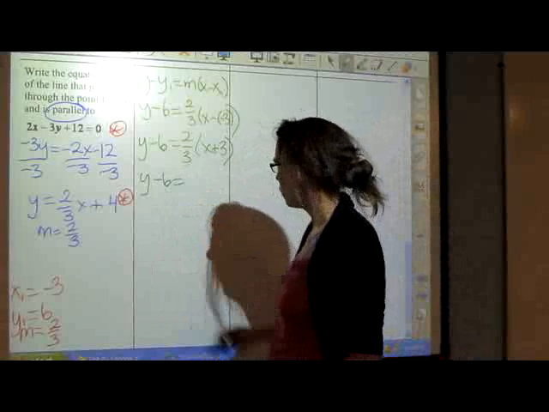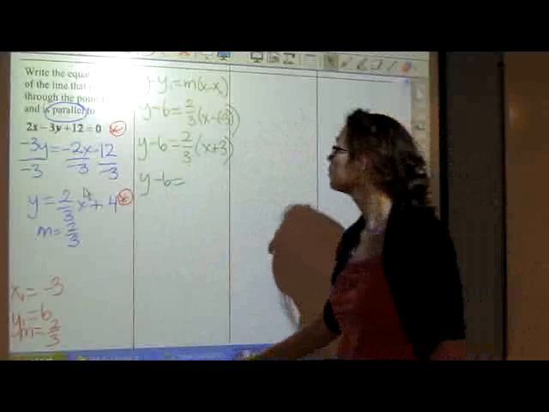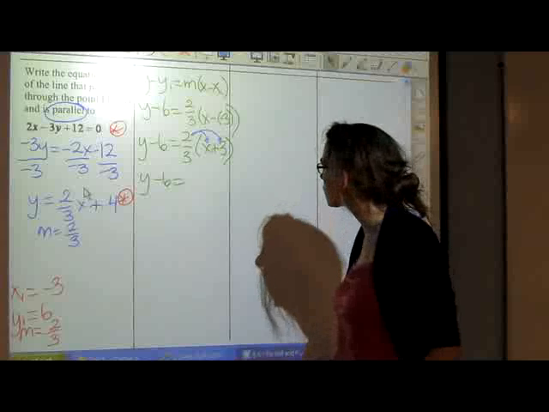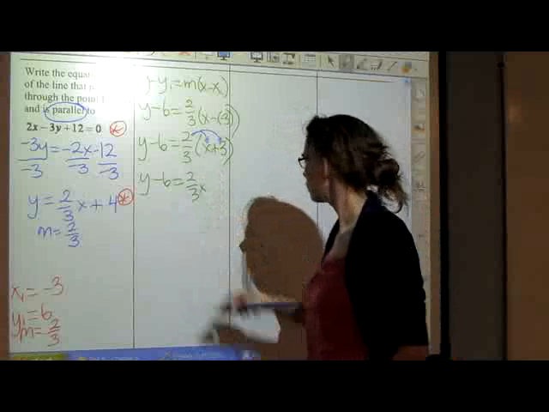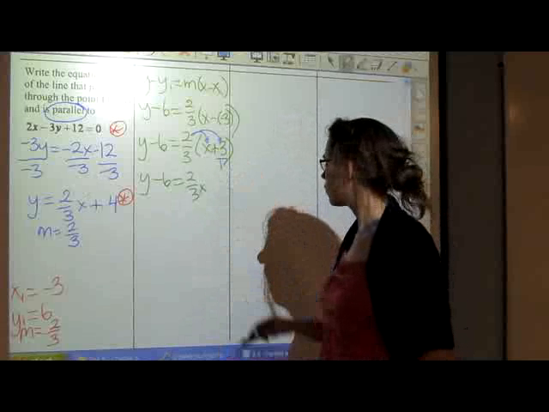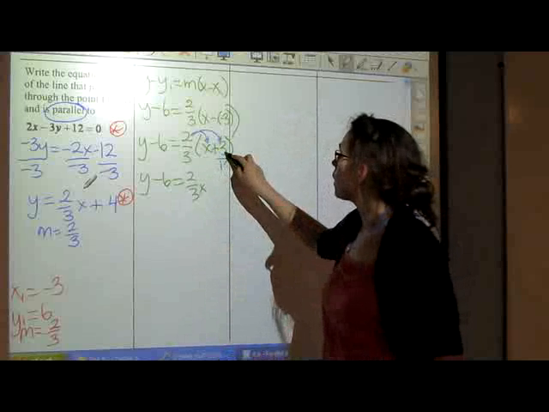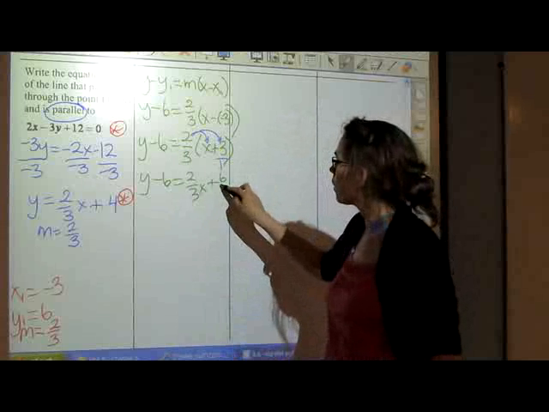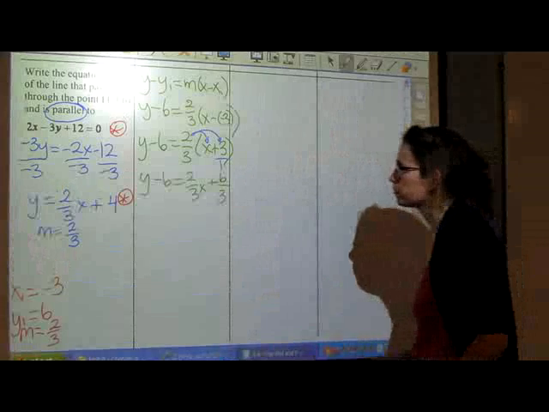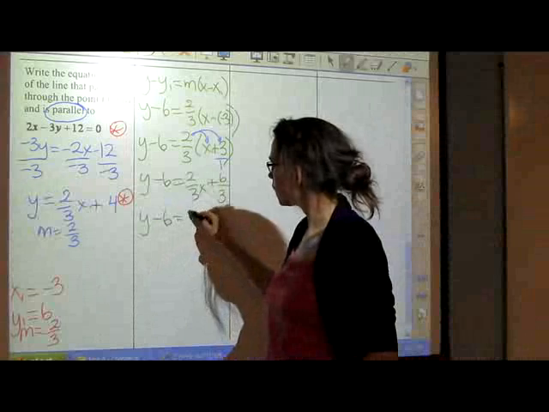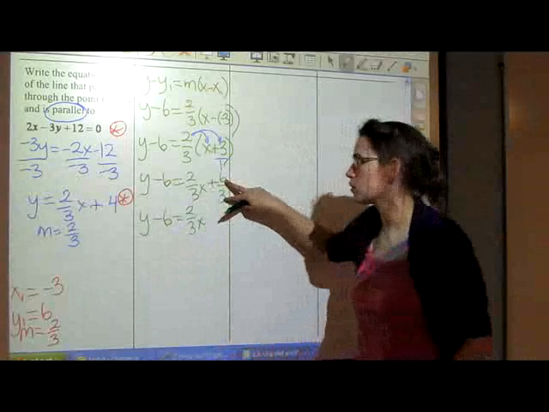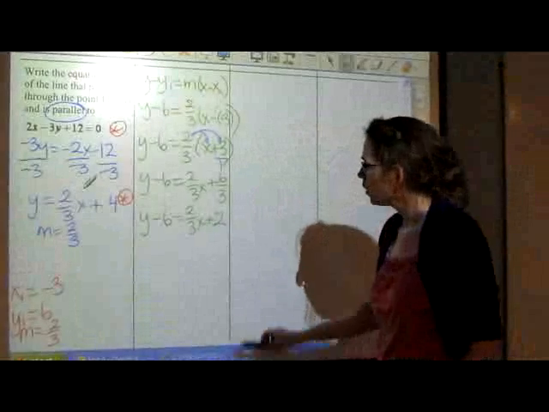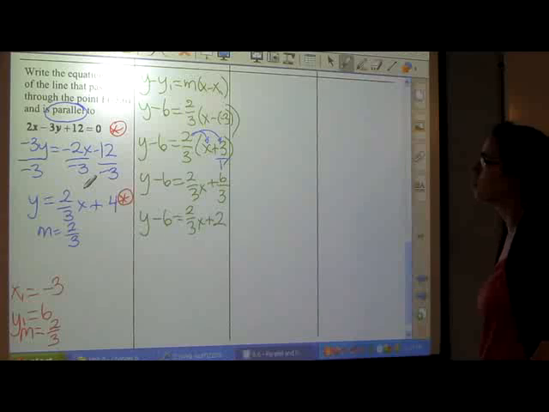y minus 6, a little bit longer when we have a fraction. Multiply that through there, multiply that through there. So 2/3 times x gives us 2/3 x. And remember, 3 is just 3 over 1. So 2 times 3 gives us 6, and positive times a positive is a positive. 3 times 1 gives us 3. And so we get y minus 6 is 2/3 x plus 6 over 3, which we can reduce to 2. So there we are in point slope form.